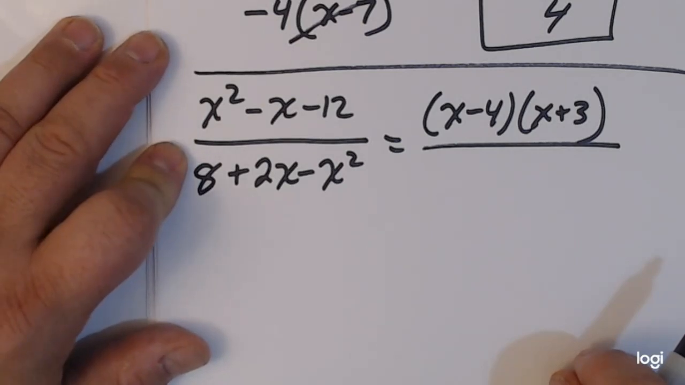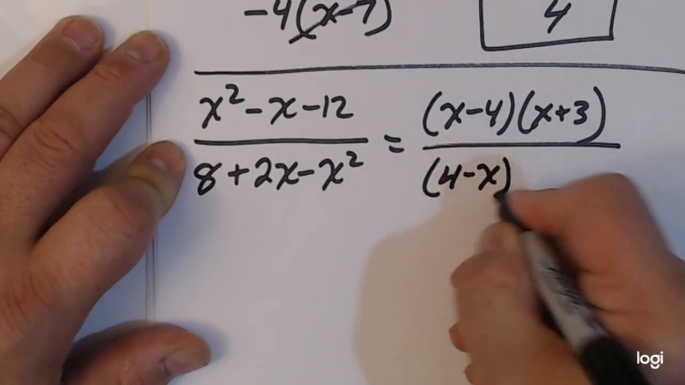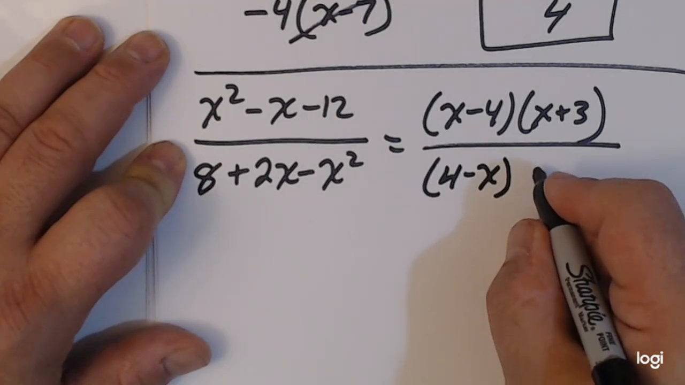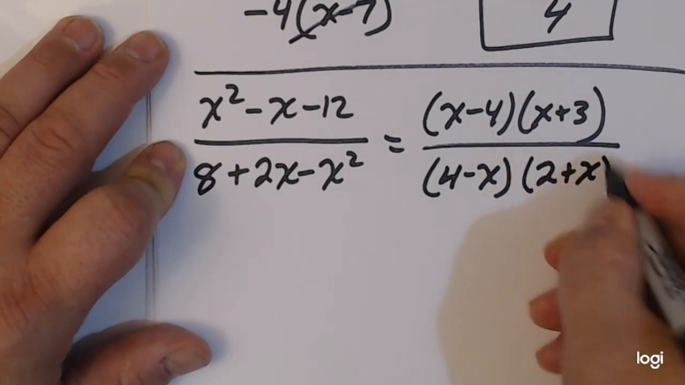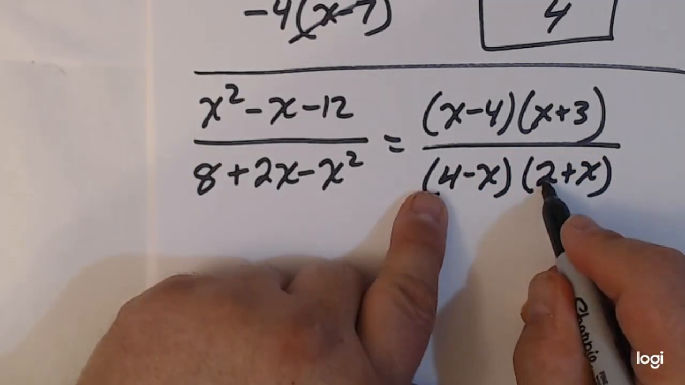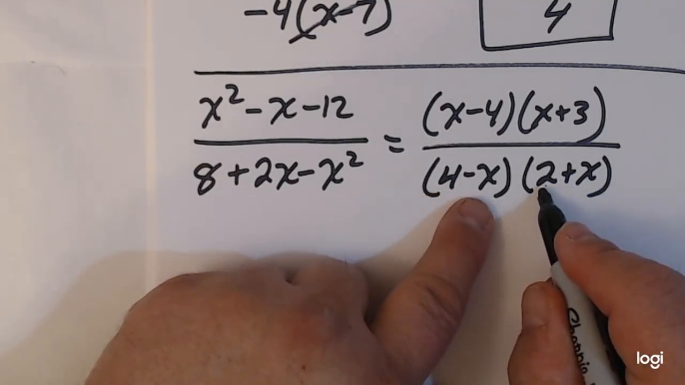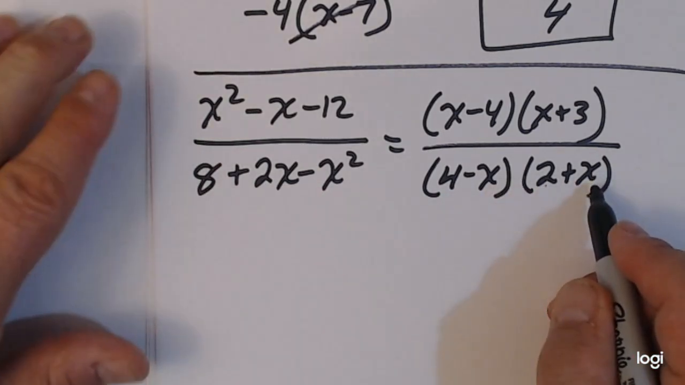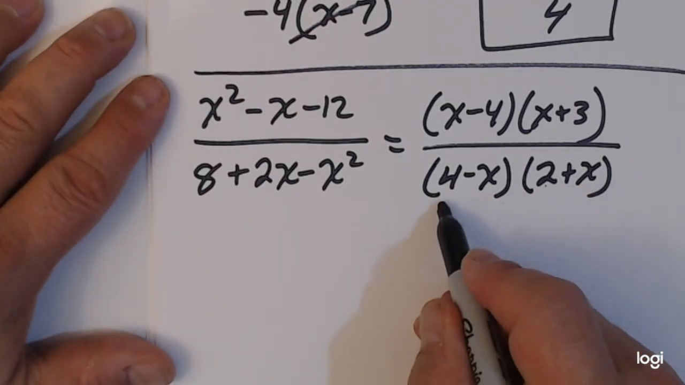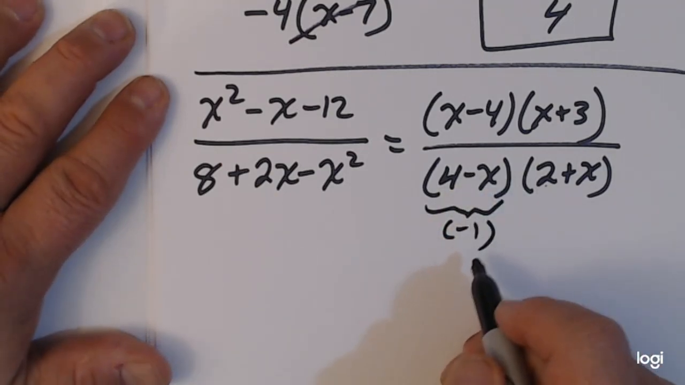So we're going to have 4 minus x and 2 plus x, right? 4 times 2 is 8. 4 times x is 4x minus 2x. 4 minus 2 is 2. And then negative x squared. Now we're going to have to factor out a negative 1 from this denominator here. Factor out a negative 1 to switch around these two terms.